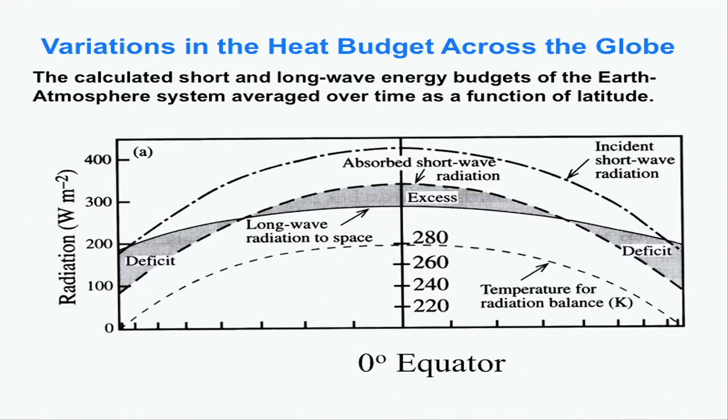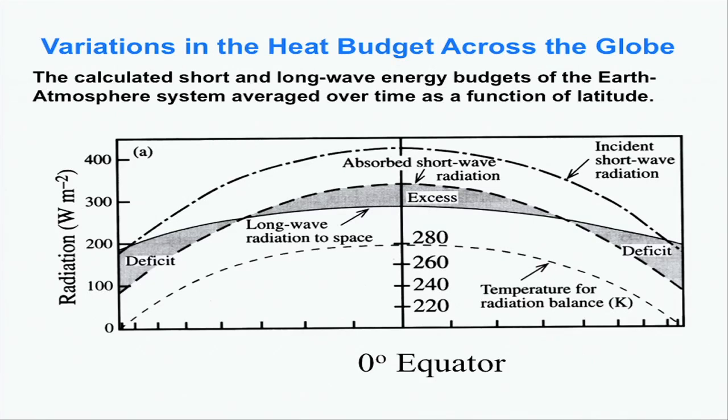We look at the absorption, sorry, that's the dashed line, I should have said. This one, I can reach. It doesn't actually line up with the long wave radiation back out to space. So this line, the dark one, is the outgoing long wave radiation to space, but it doesn't line up with the absorbed shortwave radiation. There's no balance.